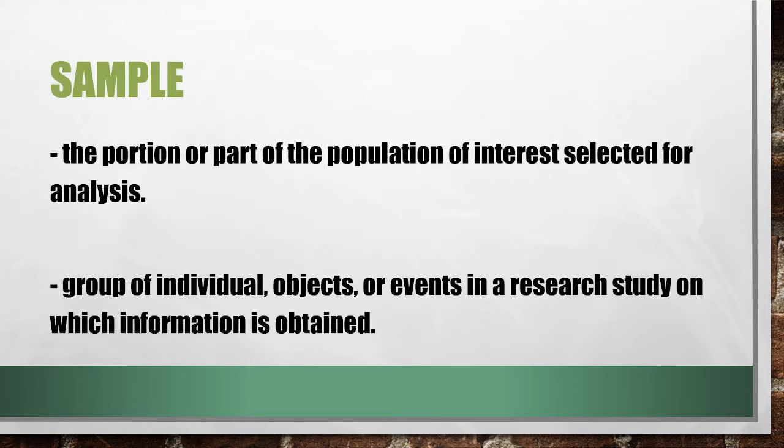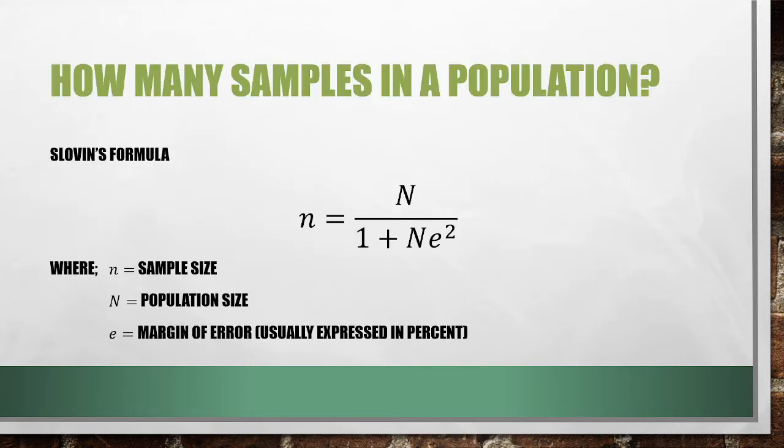So how do we determine the number of samples that we will be selecting from the population? Basically, we use this formula, which is what we call Slovin's formula, wherein n is equal to capital N over 1 plus N e raised to 2. Where small n is the sample size, capital N is the population size, and e is the margin of error. This margin of error is usually expressed in percent.